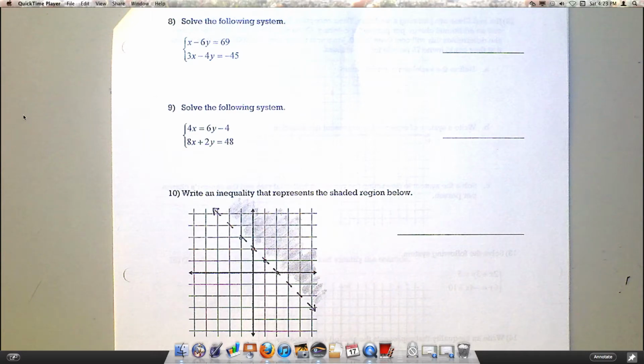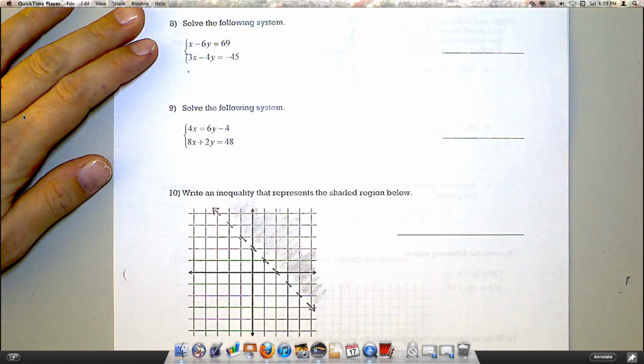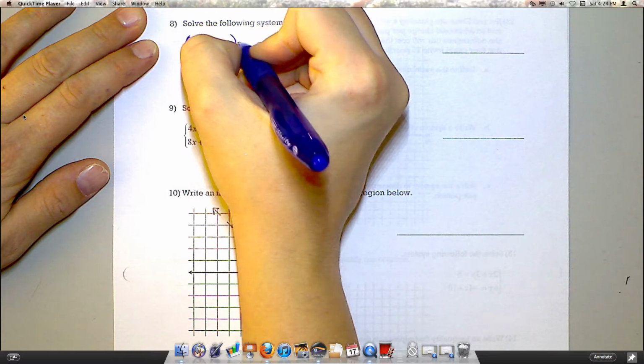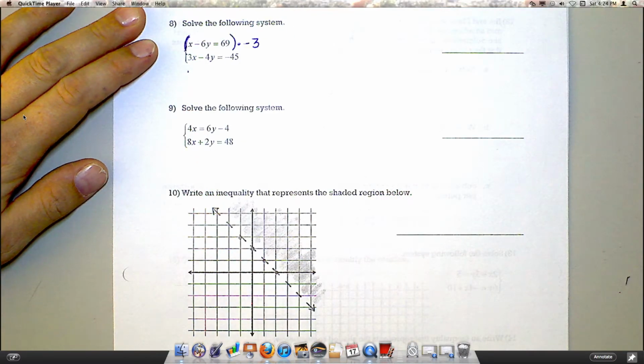I would probably go about with elimination. I think substitution wouldn't be too bad here either, but I'll go ahead and do this one with elimination. And I need to decide whether I'm going to eliminate my x's or my y's. Well, my x's, I could really easily turn that x into a negative 3x just by multiplying this top equation by negative 3.